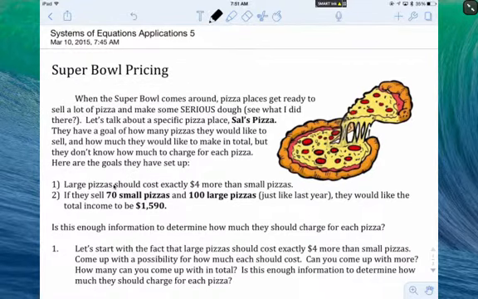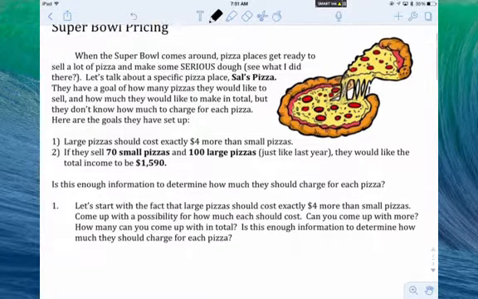They know that large pizzas should cost exactly $4 more than small pizzas. And if, like last year, they were to sell 70 small pizzas and 100 large pizzas, they want to make sure that their income is exactly $1,590. That's going to help pay for supplies, pay the workers, and offset all the other costs associated with making and delivering pizzas. So the question is, is this enough information to determine exactly how much they should charge for each pizza? But we're going to get there step by step.